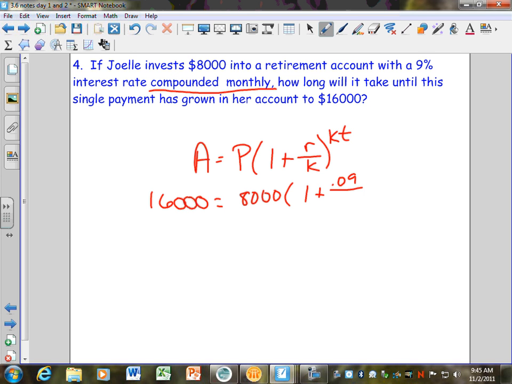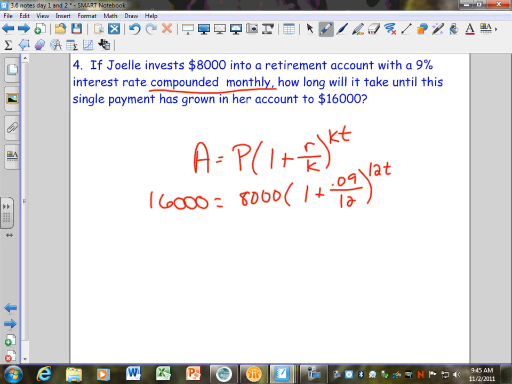Compounded monthly, what is K going to be? To the 12t power, right? That's the step that you have to make sure that you can plug in. And then we're just going to solve this. What should I do first in this problem?